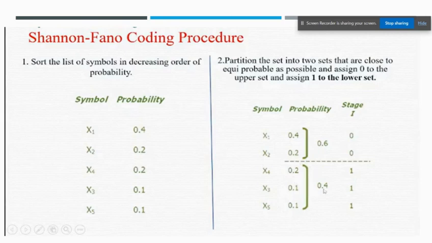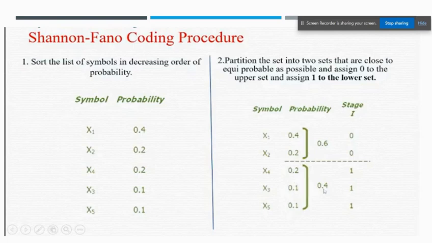The first step is to sort the list of symbols in decreasing order of probability. In the question, we get some probability values with random numbers. Now we have to arrange those probabilities in decreasing order from top to bottom. In step 2, partition the set into two sets that are as close to equiprobable as possible, and assign 0 to the upper set and 1 to the lower set.